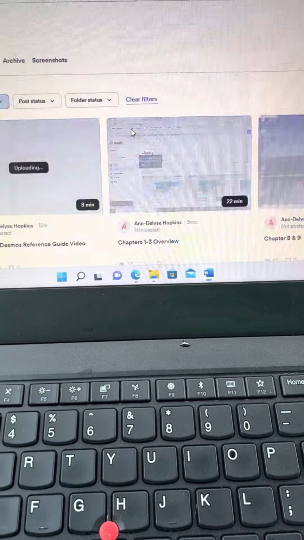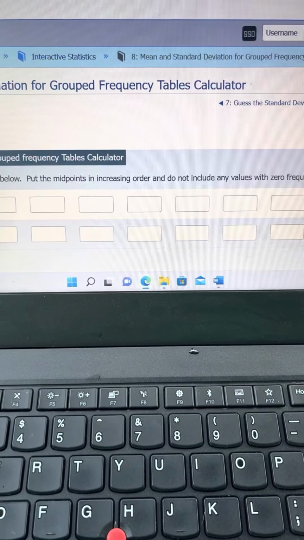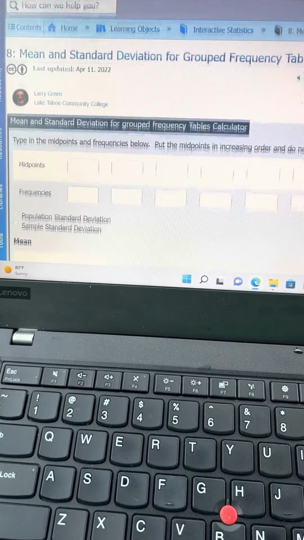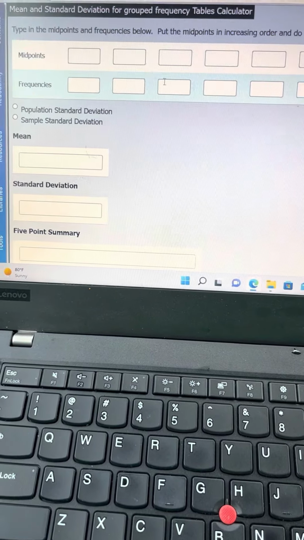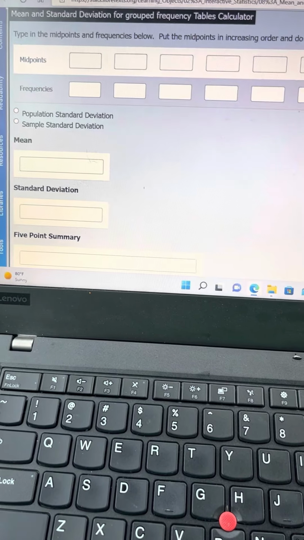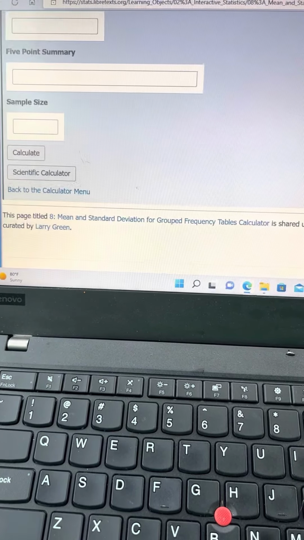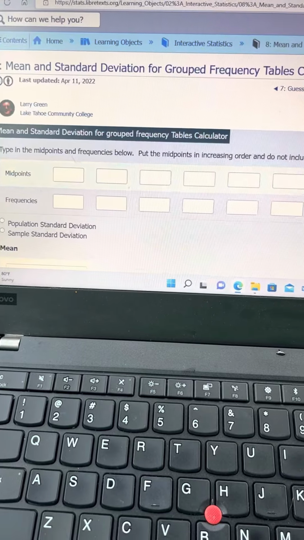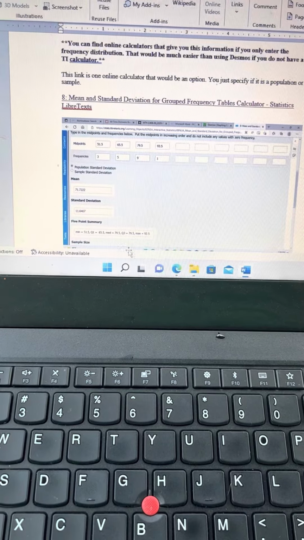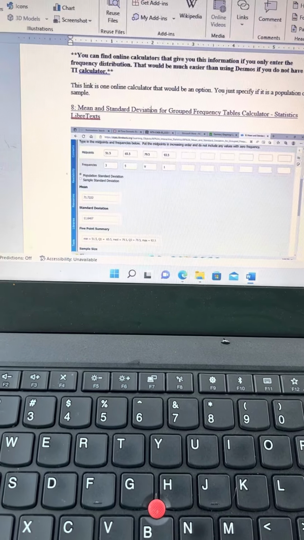So you click that and then you'll go down to calculate and it will calculate it for you. So this is the link here. Like I said, you just type it in. You tell it if it's a population, you'd click that one. If it's a sample, you click that one. And then once you have it all typed in and click, you go down to calculate and it spits it all out for you. It gives you the mean, it gives you your standard deviation, and it also gives you the 5-number summary, which includes the median.